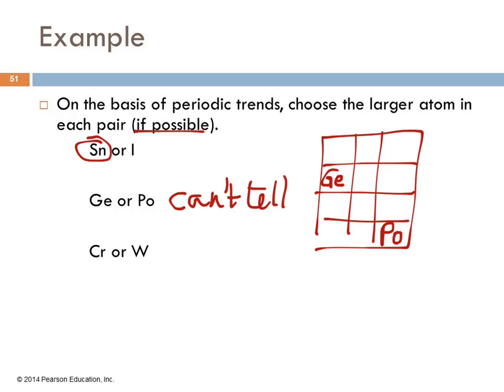Because this question does say, if possible. We have opposing trends. One trend says it's higher, one says it's lower. So it's iffy at best. How about chromium or tungsten? So here's chromium and here's tungsten. Tungsten's going to be bigger because as you go down, things definitely get larger. So W. Any questions?